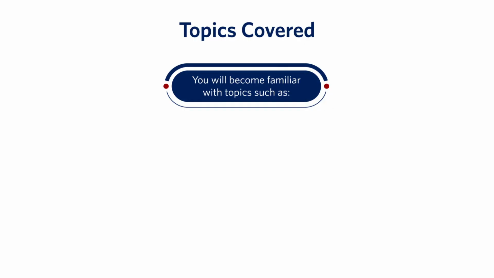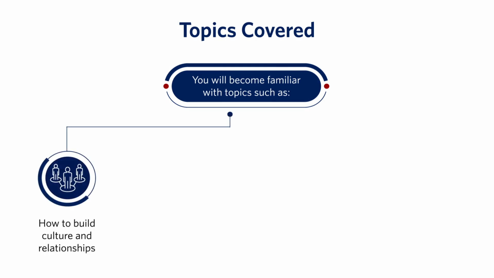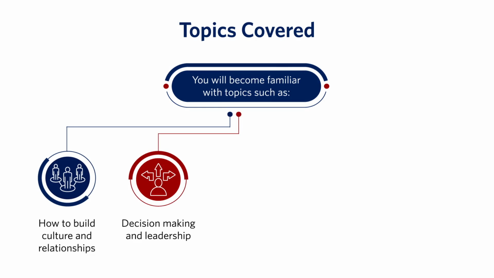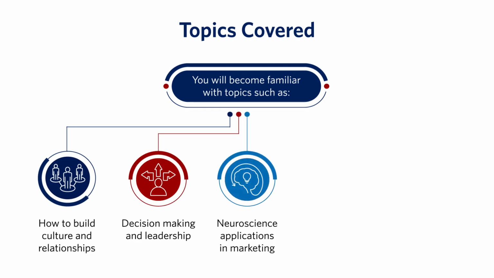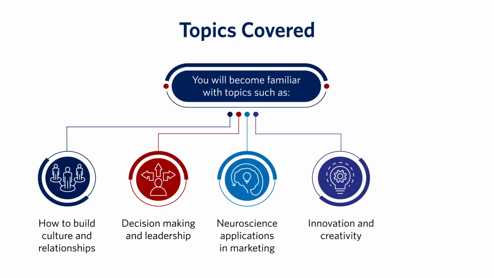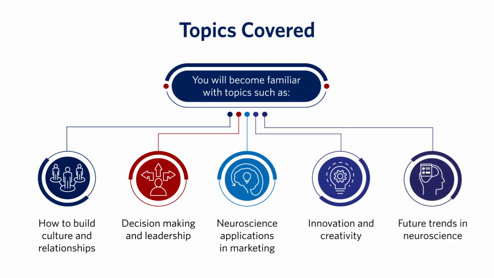So let's talk a little bit more about the program. It's really about the use of neuroscience to improve business management and leadership. It will cover applications of neuroscience in business, innovation, marketing, leadership, and achieving peak individual and team performance. Our hope is that you become familiar with topics to help you in your professional career, such as how to build culture and relationships, decision-making and leadership, neuroscience applications in marketing, innovation and creativity, and future trends in neuroscience.